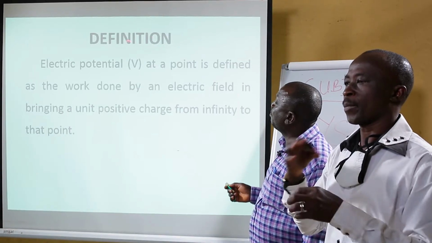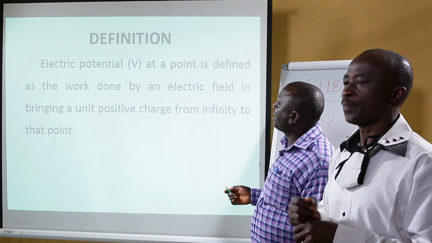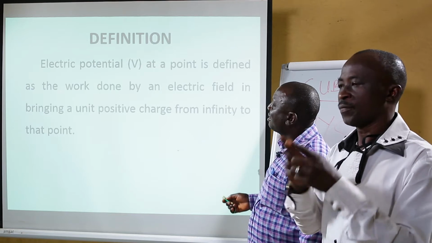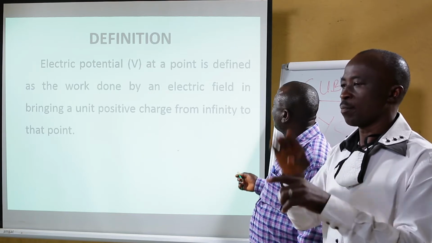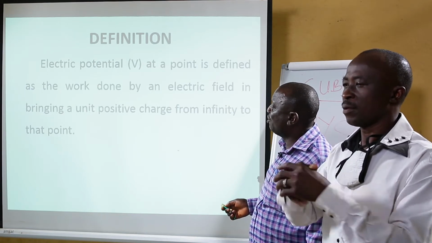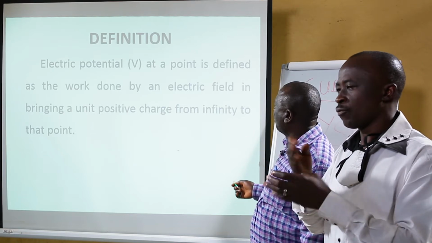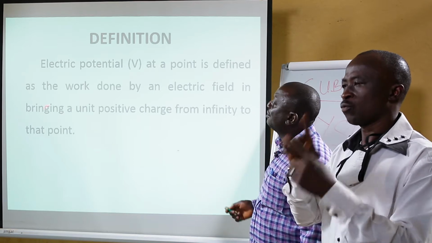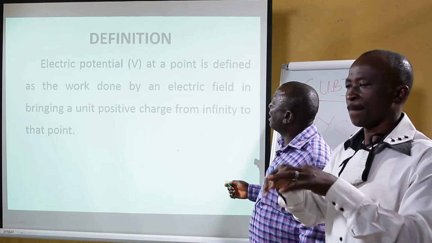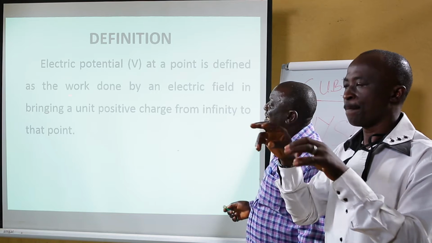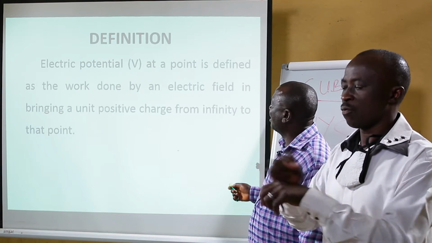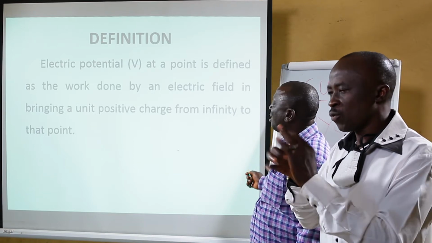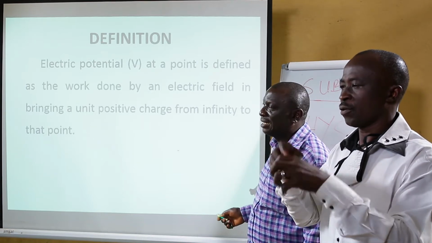Definition of electric potential. Electric potential V at a point is defined as the work done by an electric field in bringing a unit positive charge from infinity to that point. I take it again. Electric potential V at a point is defined as the work done by an electric field in bringing a unit positive charge from infinity to that point.